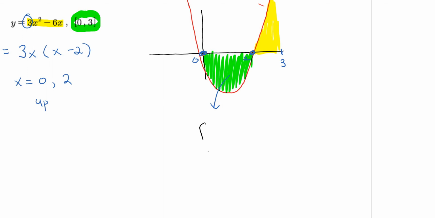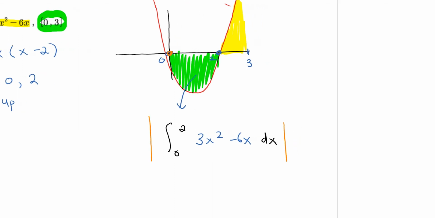So the integral is going to be from 0 to 2. And my equation is going to be 3x squared minus 6x, and then I'm going to put the dx right here. Now that area will be negative because it's underneath the x-axis, so in order to change it to positive, let's just go ahead and put the absolute value signs around that integral.